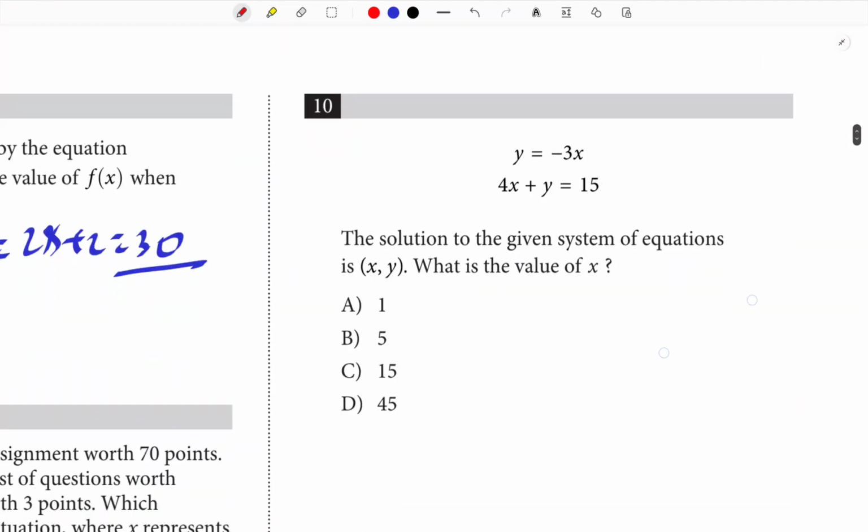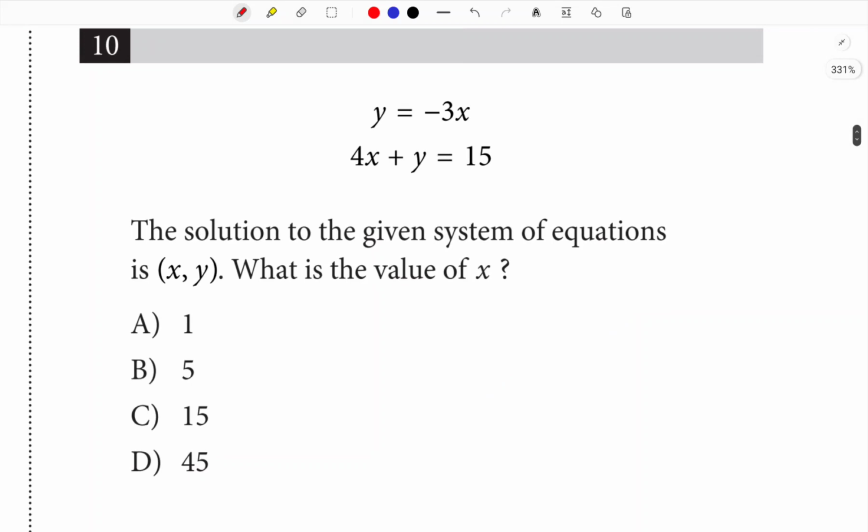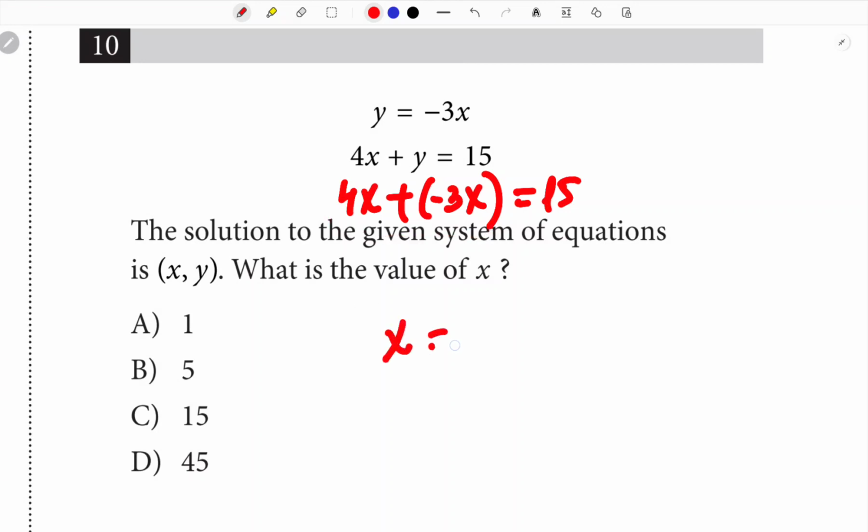And question 10. It's a system of equations. y is equal to negative 3x. That's why instead of y I write 4x plus 3x is equal to 15. And here I calculate that x is equal to 15. What's the value of x? It is equal to 15.